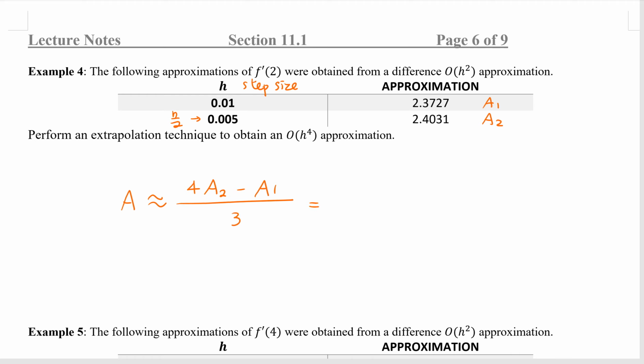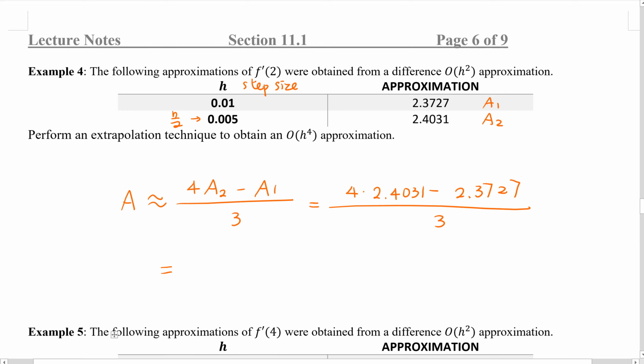You might ask, do I need to memorize this formula? You don't. I will provide a formula sheet to you in the exams. You can also look at the practice exams, then you can see what formulas I'm going to provide you in the midterm exams. Okay? So let's plug in 4 times 2.4031 minus 2.3727 over 3.